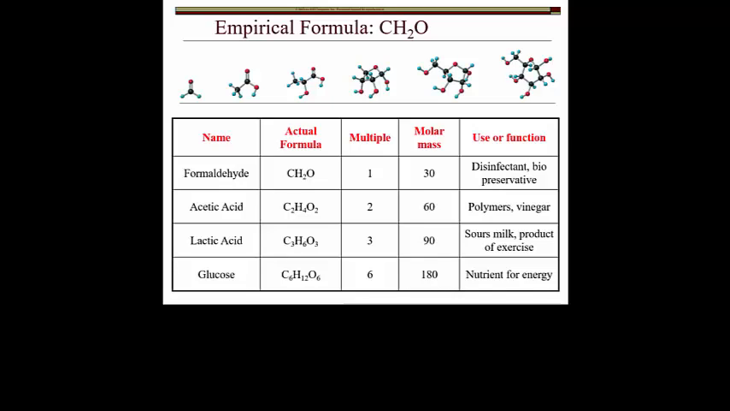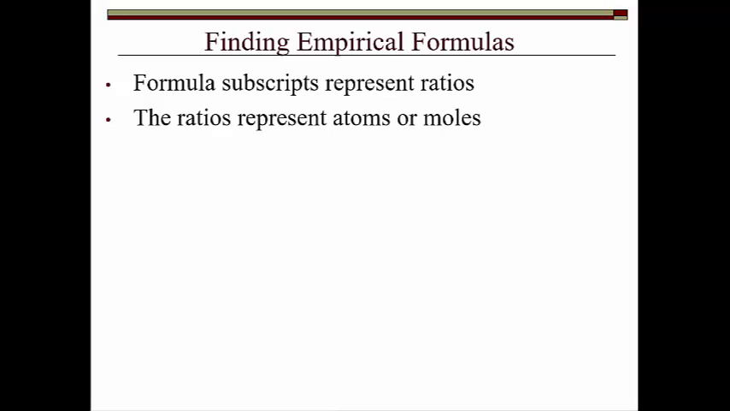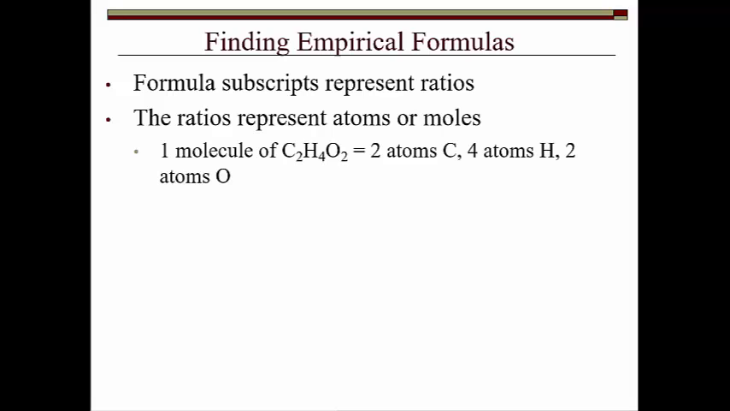So let's see how we're going to find an empirical formula. When we think about finding an empirical formula, we have to take a step back and remember that a formula has subscripts, and those subscripts represent ratios. The ratios represent either atoms of an element or moles of an element. So if we're talking about a single molecule of something like acetic acid, we would be talking about individual atoms of each of the elements.